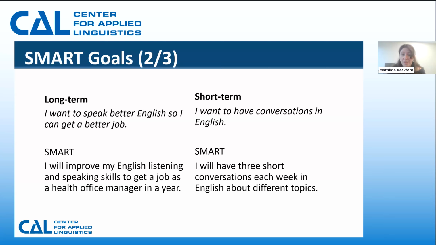Students can also create several short-term goals, and they can come from class goals. This short-term SMART goal, I want to have conversations in English, or more specifically, I want 3 short conversations each week in English about different topics.